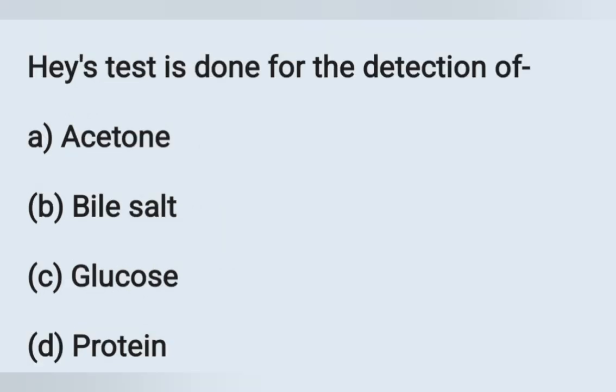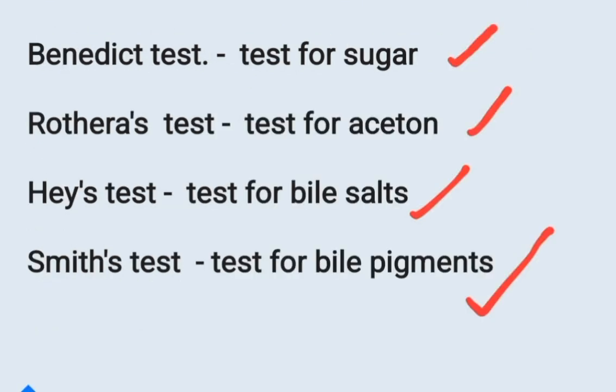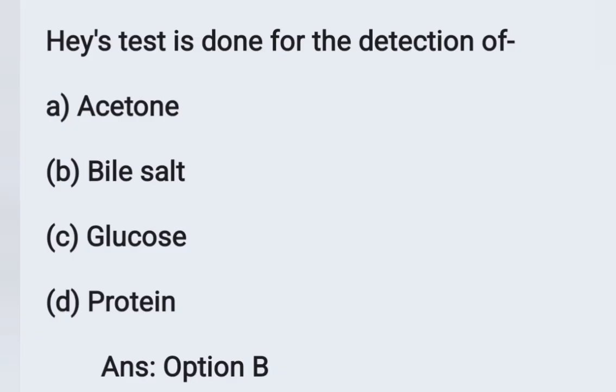And the next question: Hay's test is done for the detection of? Option A acetone, option B bile salt, option C glucose, option D protein. Here we can see the different tests: Benedict's test for sugar, Rothera's test for acetone, Hay's test, that is our question, for bile salt, and Smith's test for bile pigment. So here our correct answer is option B, Hay's test is for bile salt.